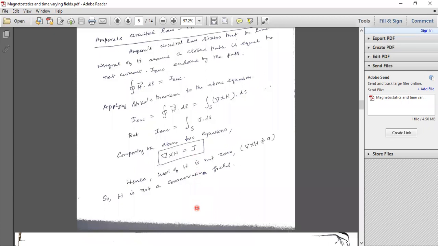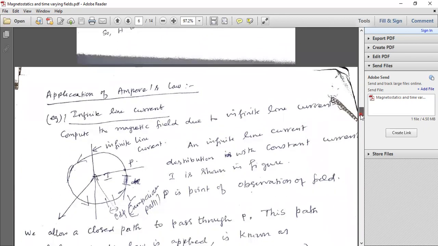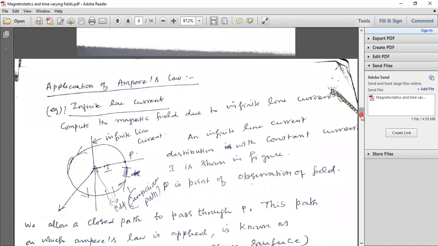When curl of H is not 0, what is the meaning? It is not a conservative field. Whereas in electrostatics, we discussed del cross E is equal to 0, and the integral of E dot dl around a closed loop equal to 0. That is Kirchhoff's voltage law we applied there. We find del cross E is equal to 0 because E is a conservative field. But H is not a conservative field. So how can we apply this Ampere's law in finding the magnetic field intensity?